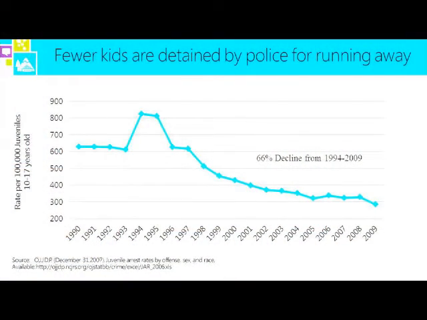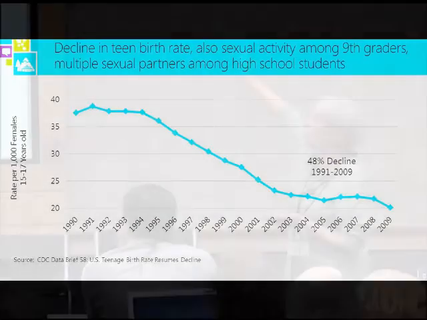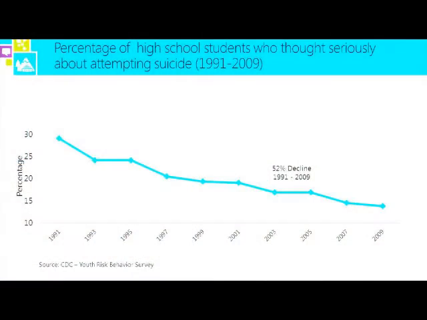For example, fewer kids are running away from home. This is police data, but we have other data that shows this. This is a decline in teen birth rates, but we also show a significant decline in sexual activity among very young teenagers, and that is highly correlated with exploitation. Declines in multiple sex partners among high school students, declines in suicidal ideation among young people that suggest mental health among young people is improving. So there are a large number of indicators that suggest that the things that put kids at risk for being exploited by prostitution are actually declining.